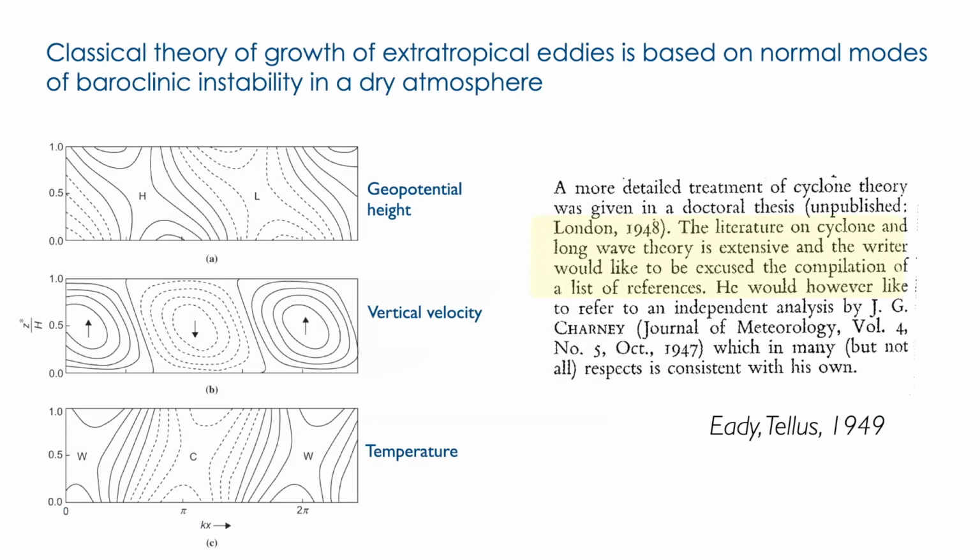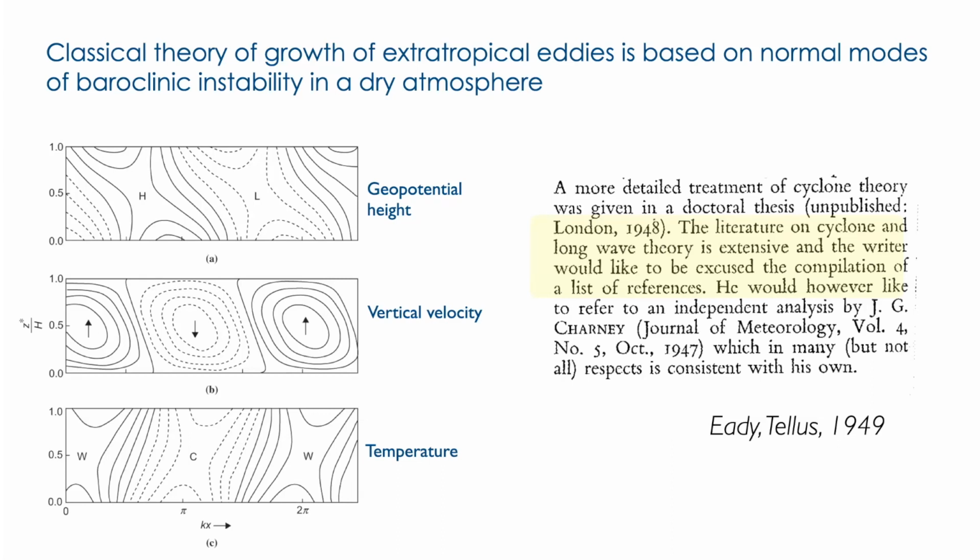The classical theory of growth of extratropical eddies, including highs and lows, is based on normal modes of baroclinic instability in a dry atmosphere. And that's what's shown on the left. We've got geopotential height at the top, vertical velocity in the middle, and then temperature at the bottom, where C is cold and W is warm. And this is coming from the classic Eady model. And what you see is that the warm air is rising, the cold air is sinking. The warm air is also being advected poleward, and the cold air is being advected equatorward. And because of all of this, the wave is growing exponentially in time.